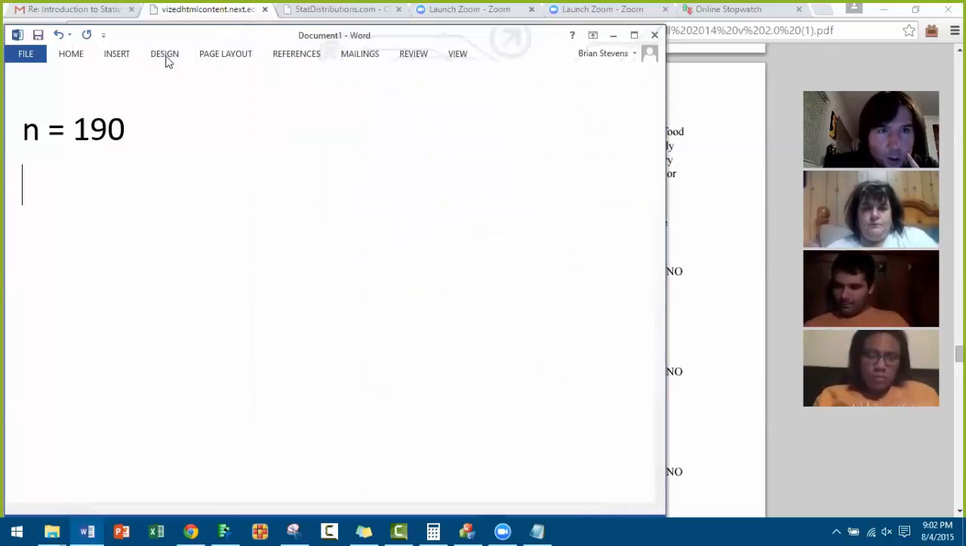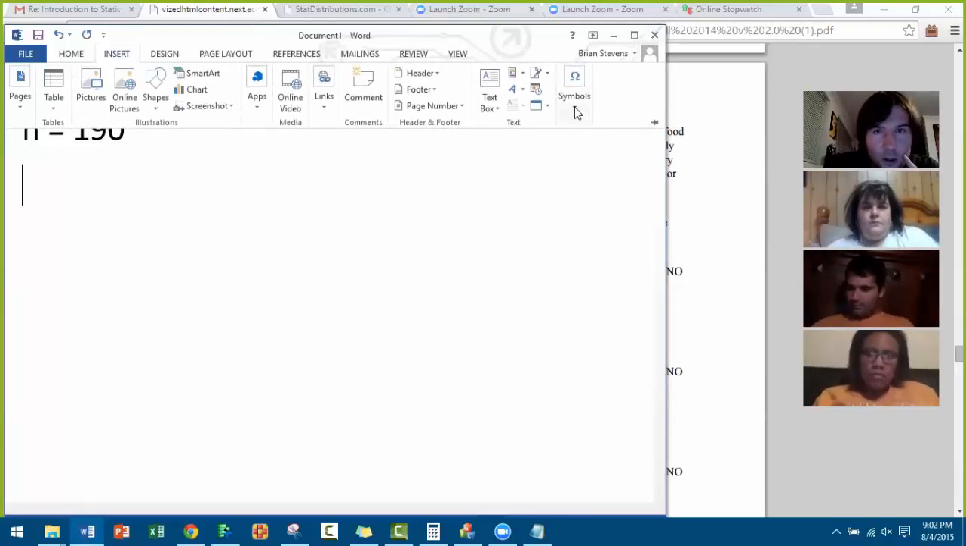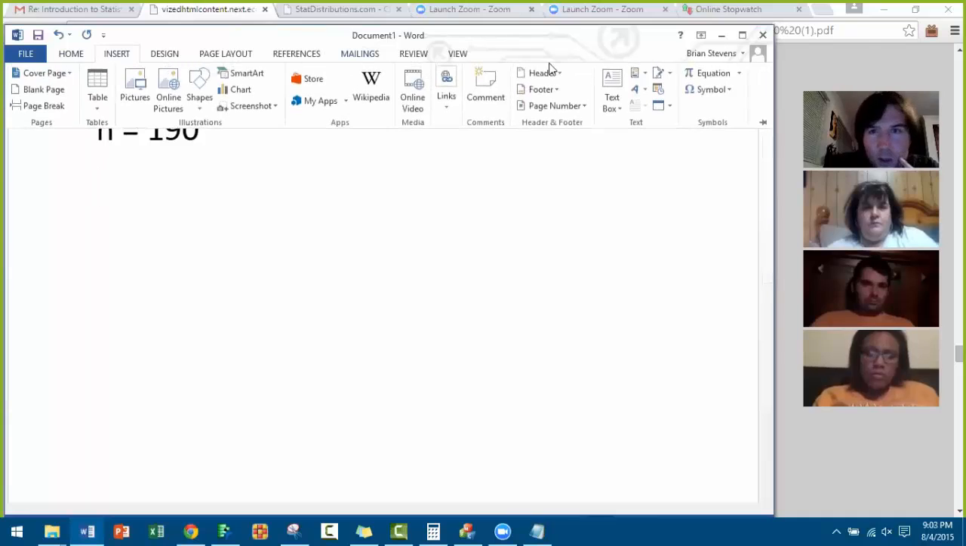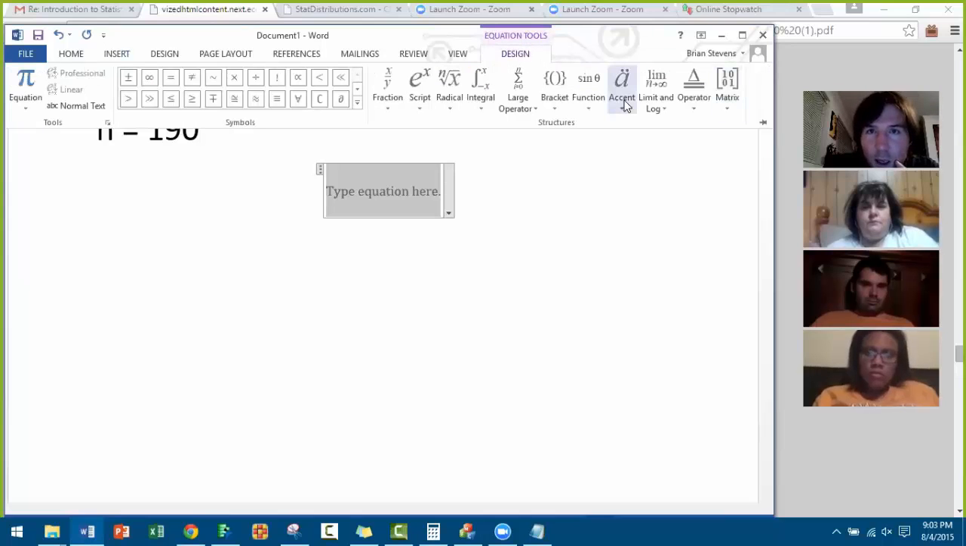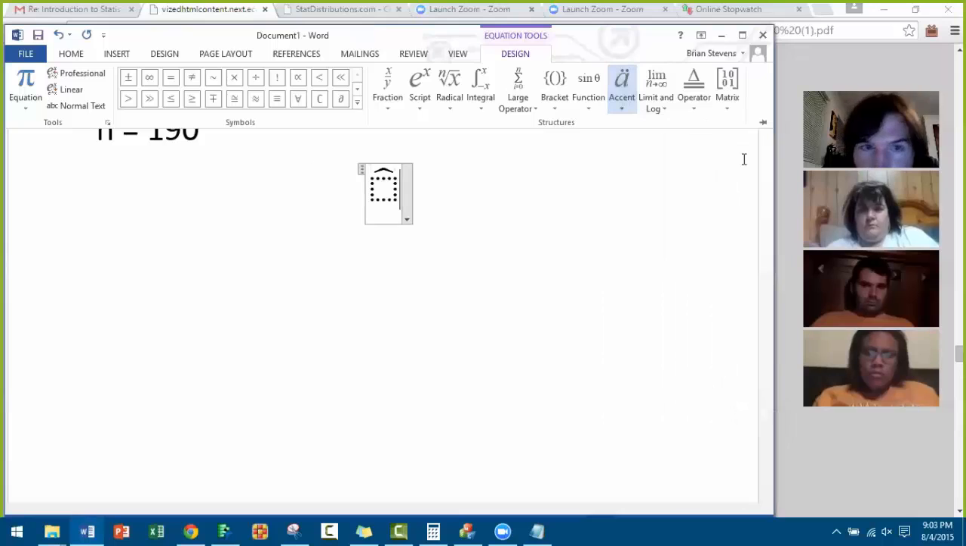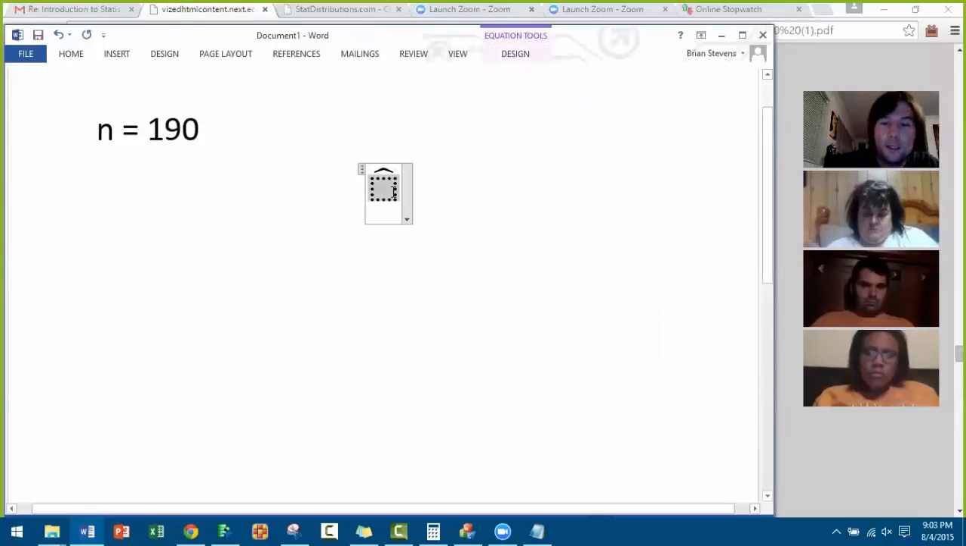We're going to go to insert. Where's my equation button? Insert equation, and let's put it in under design and go to right here. And where is my little hat? There it is right here, I think. This is P hat.